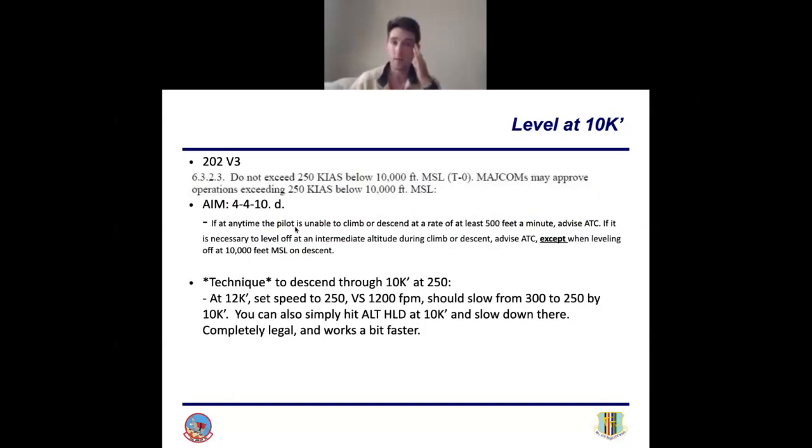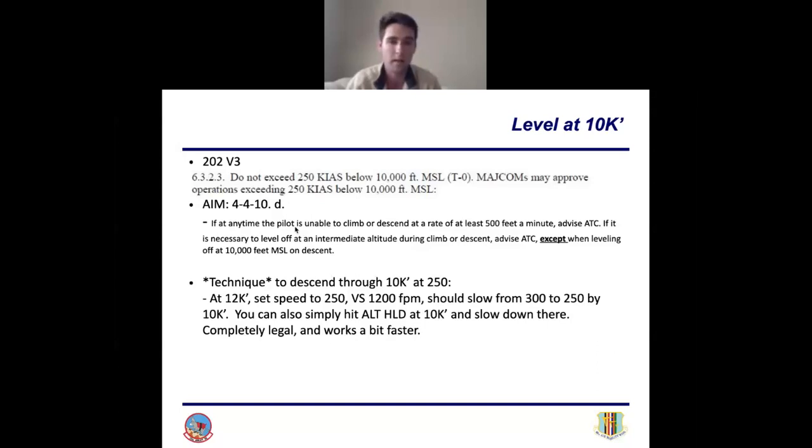Lastly, the level at 10,000 feet thing that I said I would bring up. The 202 Vol 3 and the AIM. 202 Vol 3 says do not exceed 250 knots below 10,000 feet. MAJCOMs may approve operations exceeding 250 below 10. And then going into the AIM, the section listed here, 4-4-10, section D: If at any time the pilot is unable to climb or descend at a rate of at least 500 feet a minute, advise ATC. If it is necessary to level off at an intermediate altitude during a climb or descent, advise ATC, except when leveling off at 10,000 feet on descent.